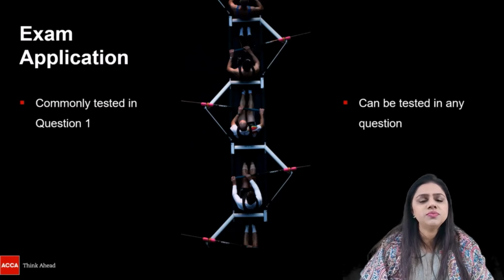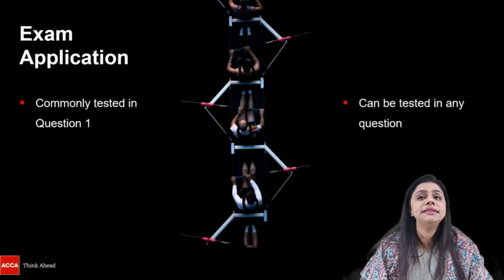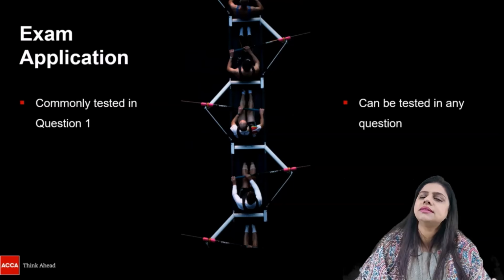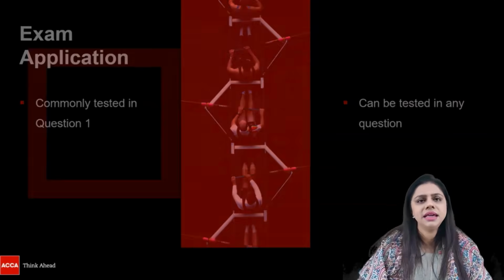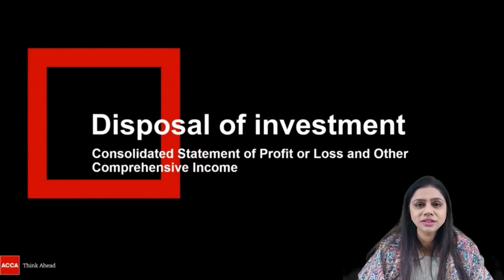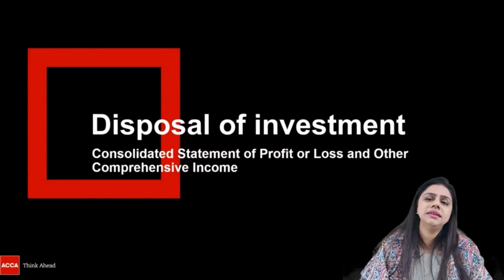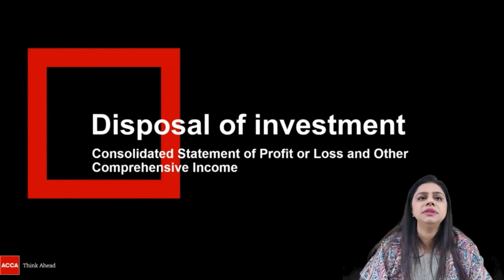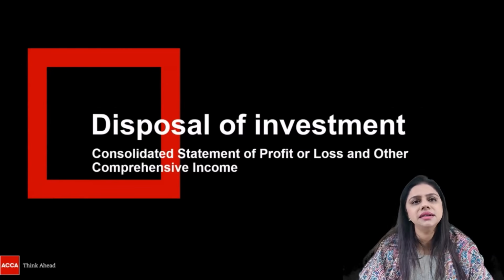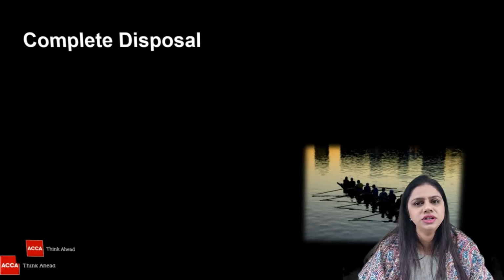Now, when you talk about disposal of investment from the consolidated statement of profit or loss and other comprehensive income point of view, we just discussed the statement of financial position part. Now let's see what is going to happen in the statement of profit or loss and other comprehensive income. Once again, the scenario is the same. There may be complete disposal. If there is a complete disposal, you recognize the gain or loss on disposal.